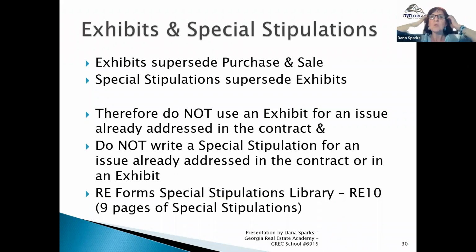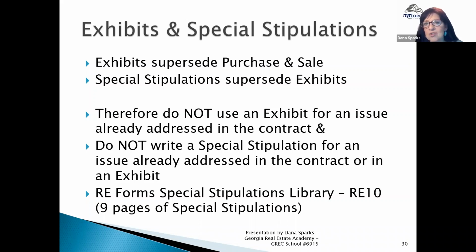So for example, you will write, and again, a special stipulation is going to supersede an exhibit, which supersedes a contract. So for example, let's say you have the appraisal contingency in the contract, and then you write a special stipulation that says property must appraise for sale price, and that's all you write. Well, what happens if it doesn't? Are there termination rights? Are there notices? Are there time frames? Does one party get to negotiate with the other party? Well, who knows? Because you did not include all of that in your special stipulation.